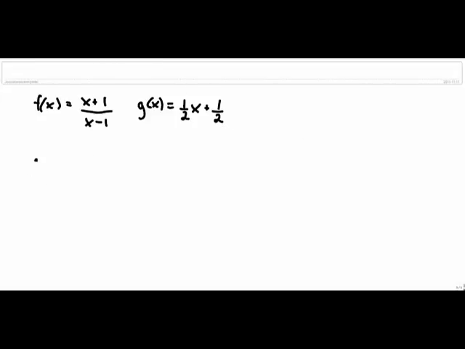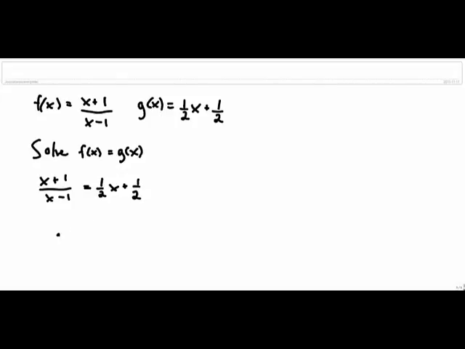So we just have to solve f of x is equal to g of x. Set them equal to each other. Remember that f of x is also sometimes called the y value. Sometimes you see y is equal to this expression, or y is equal to this expression. So when is y equal to y for both functions? Okay, so I'm just going to do this: x plus 1 over x minus 1 equal to a half x plus a half.